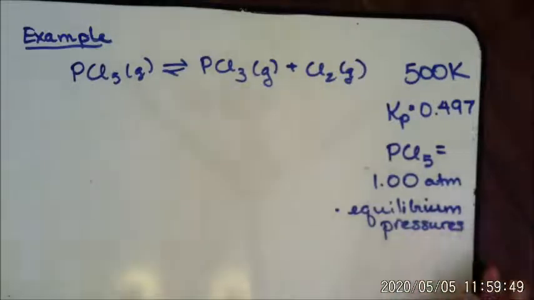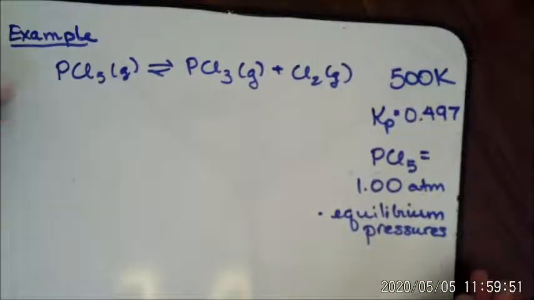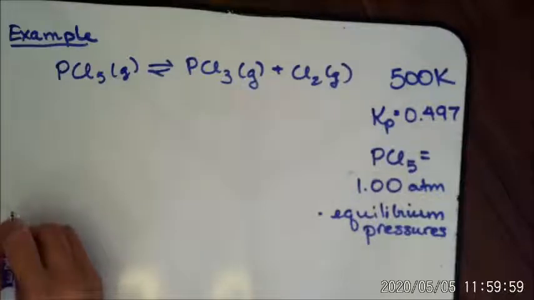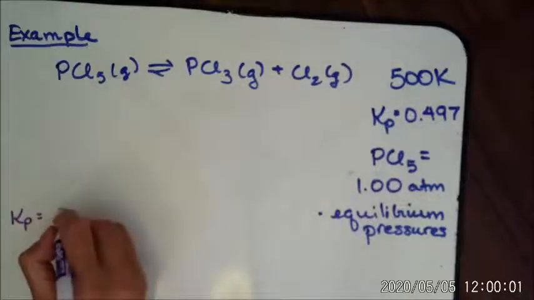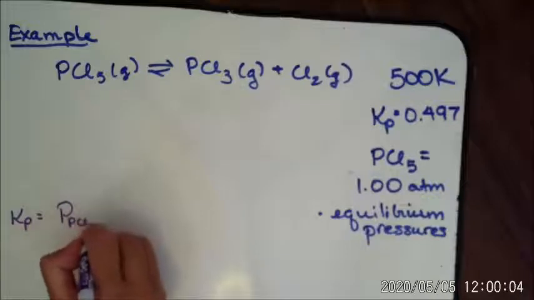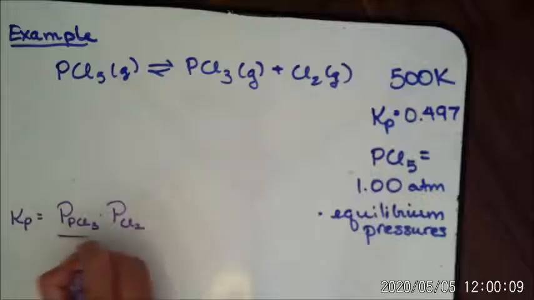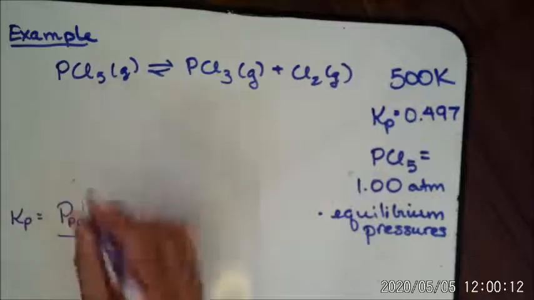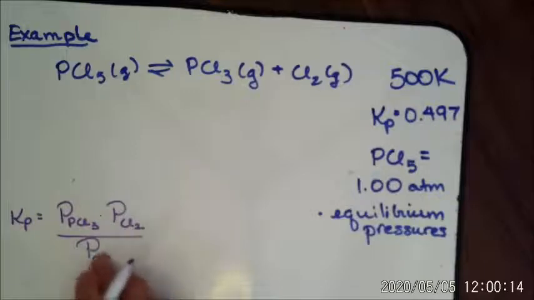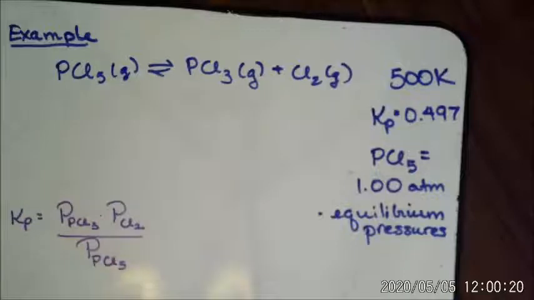Okay, so what did we do? We already wrote down our equation. Let's write down our K expression. In this case, it's going to be Kp. That's equal to the partial pressure of phosphorus trichloride times the partial pressure of chlorine gas divided by the partial pressure of phosphorus pentachloride. Okay, so we've done our reaction, we've done our expression.